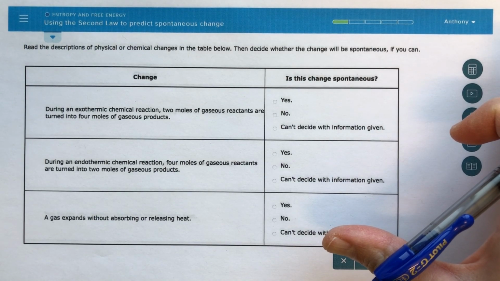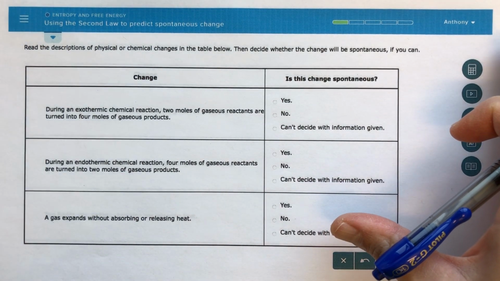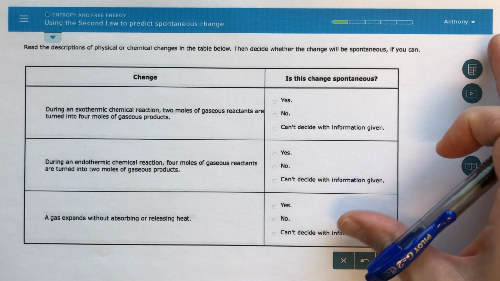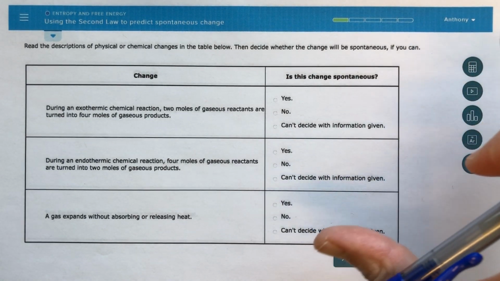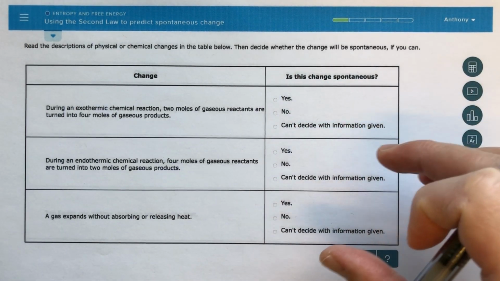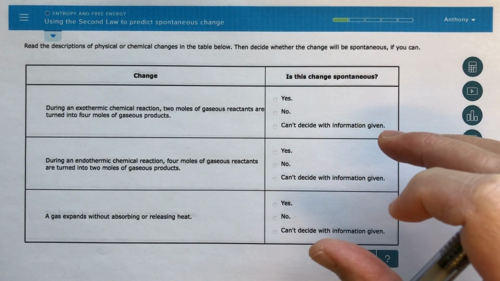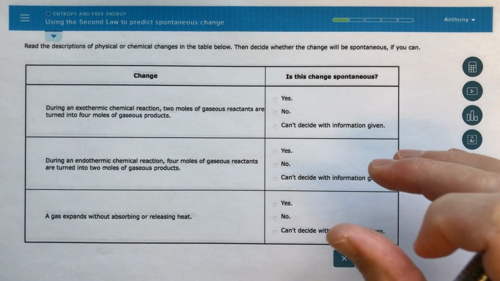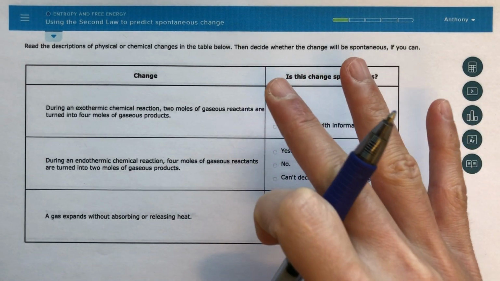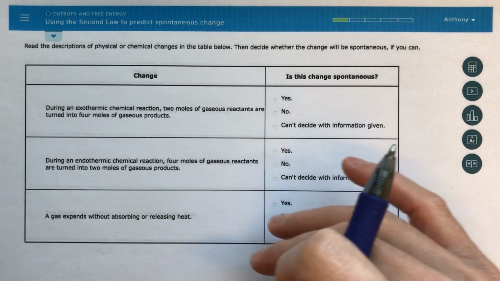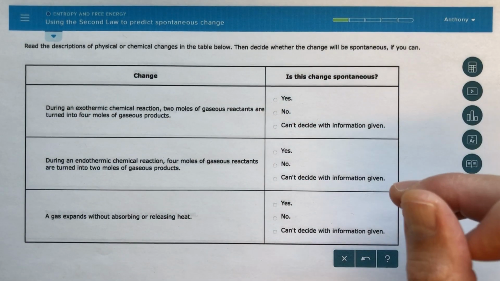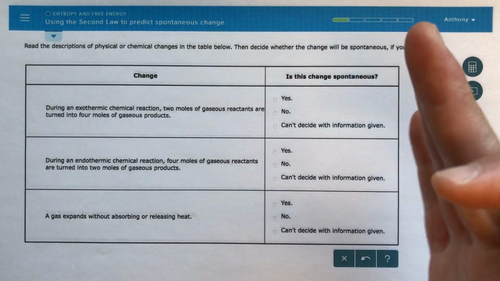All right, welcome back. So this is another ALEKS topic called Using the Second Law to Predict Spontaneous Change. This topic is a little bit more complicated than it might originally look, and I think there's a lot of good conceptual understanding that can be gained here. I'm going to go through two different sets of this question. We get exposed to a variety of different ways the question is going to be asked. So let's go and get started.